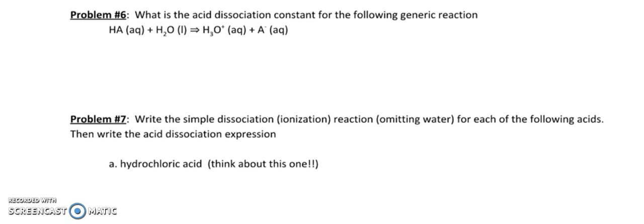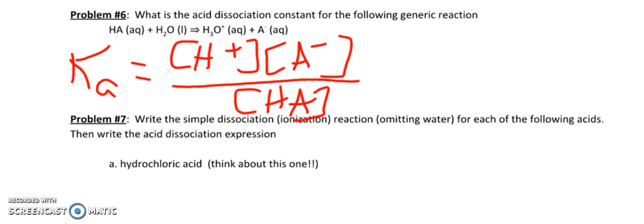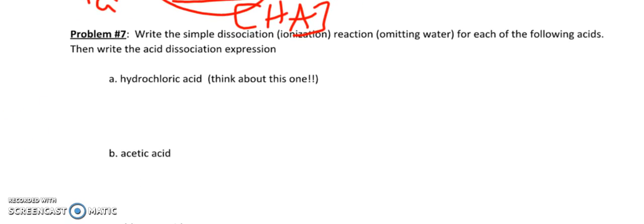Okay? So problem number 6, what is the acid dissociation constant for the generic reaction here? Why don't you go ahead and pause this and write it down yourself. If you got that, you're doing great. So once again, we said H3O and H plus are the same thing. I prefer to write H plus. It's easier. Okay, now let's do problem number 7. Write out the simple dissociation ionization reaction. Again, you can omit the water for each of the following acids. Then write the acid dissociation expression.